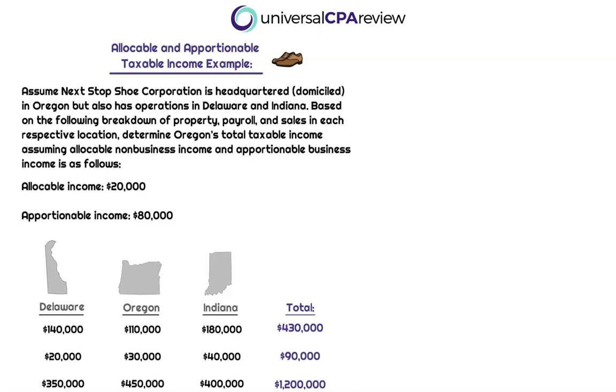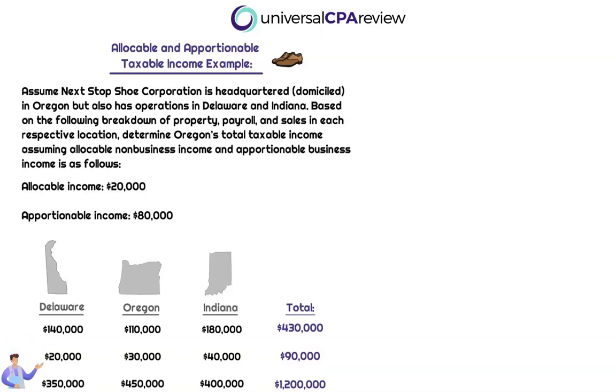Okay, so the first step is determining each state's total respective property, payroll, and sales. And then we're going to determine our property, payroll, and sales factors. So let's fire it up with property. Okay, so Delaware has $140,000, Oregon $110,000, Indiana, $180,000. The total property would be $430,000.